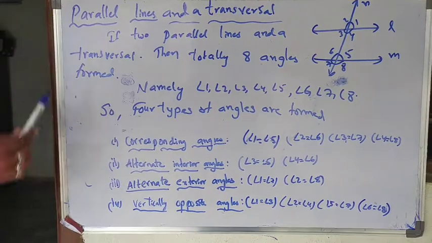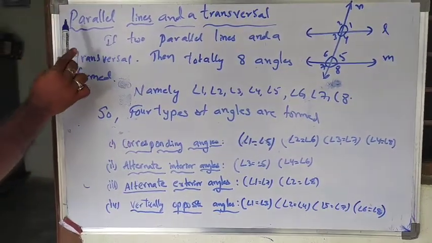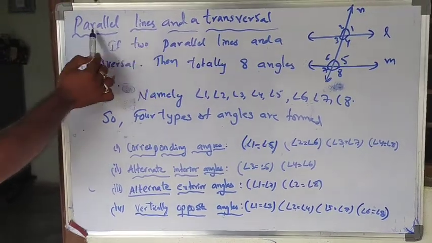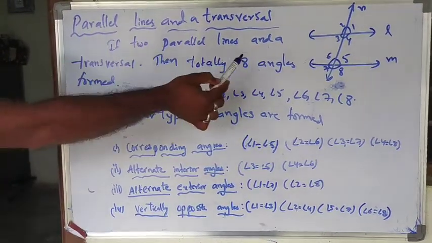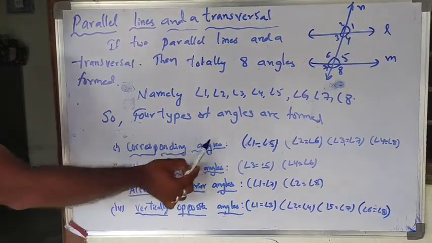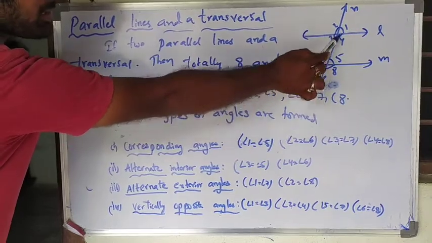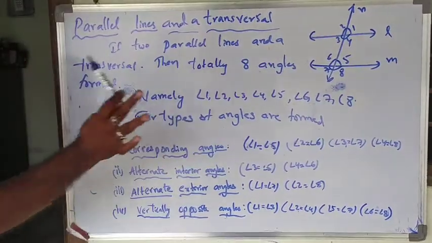But in the previous case, we had taken two lines, not two parallel lines. We had taken only two lines. In this case, we are taking two parallel lines. So if we have two parallel lines, then definitely the corresponding angles, angle 1 and angle 5, angle 2 and angle 6, angle 3 and angle 7, angle 4 and angle 8, are all equal.